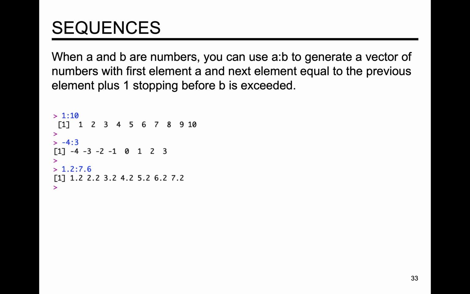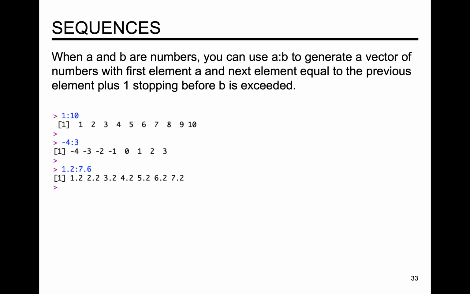Sometimes we want to create vectors of numbers where the elements follow some pattern. This is where sequences may be helpful. Suppose a and b are numbers. The notation a:b may be used to generate a vector of numbers with first element starting at a and the next element equal to the previous element plus 1, but stopping before b is exceeded.